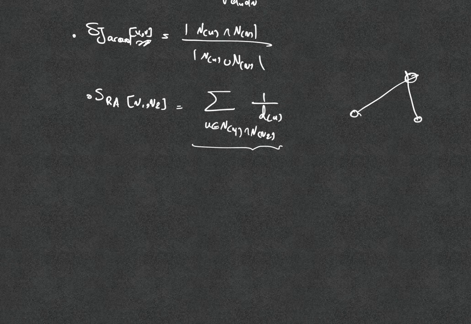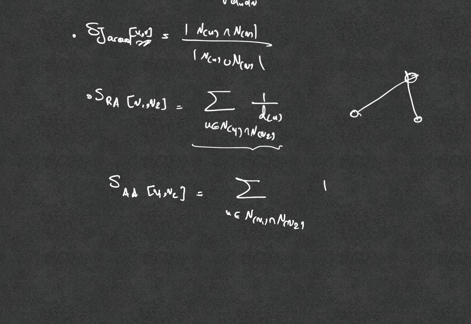Then we talked about the Adamic-Adar, or AA index, which was pretty similar to the resource allocation index, and this was again defined on the common neighbors, and this time instead of the inverse of the degree, we have the inverse of the logarithm of the degree.